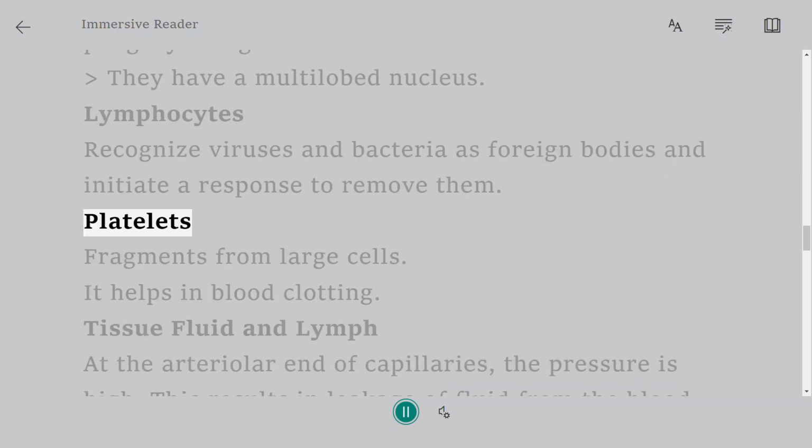Platelets. Fragments from large cells. They help in blood clotting.